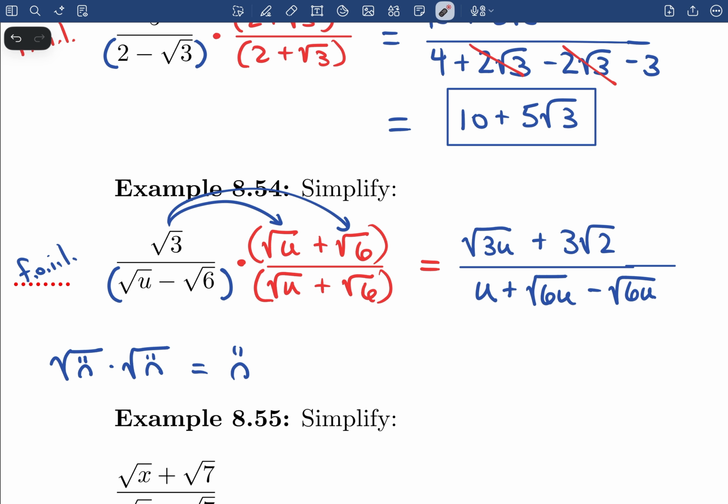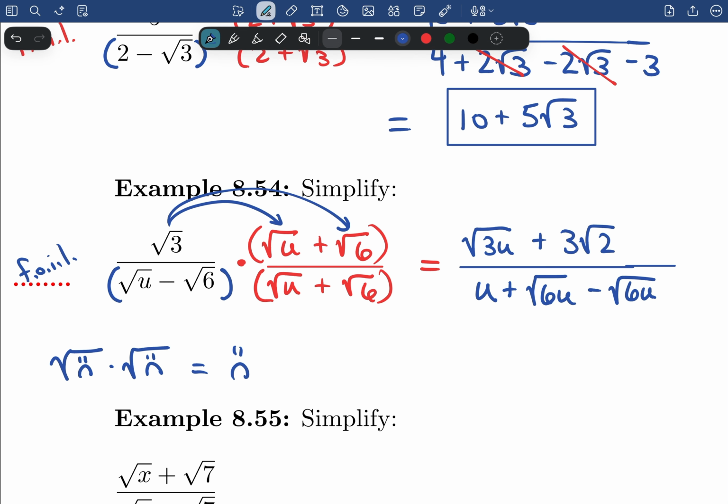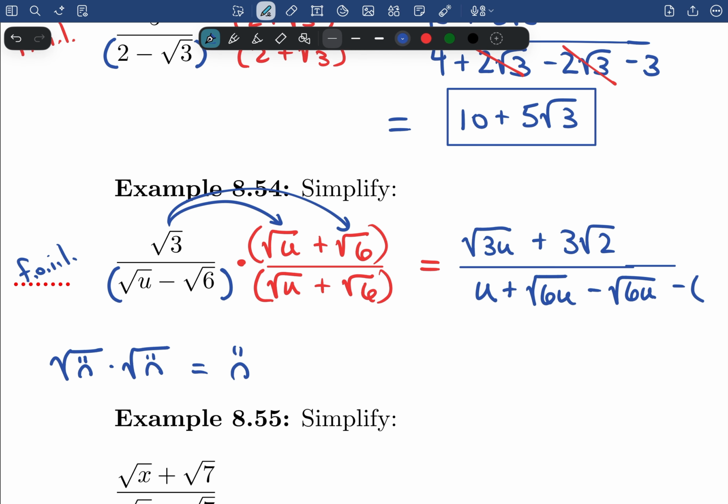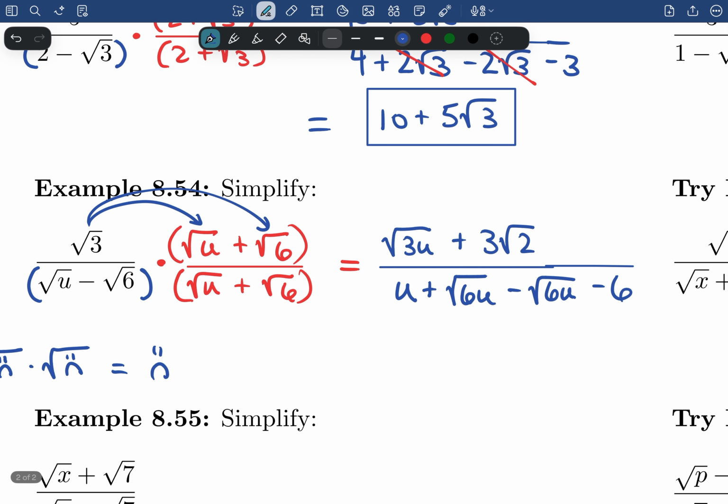And lastly, we have negative root 6 times positive root 6. And just think root 6 times root 6 first, yeah? So root 6 times root 6 is 6. And because we were multiplying a negative by a positive, the result is negative 6. Great, we got to this point.